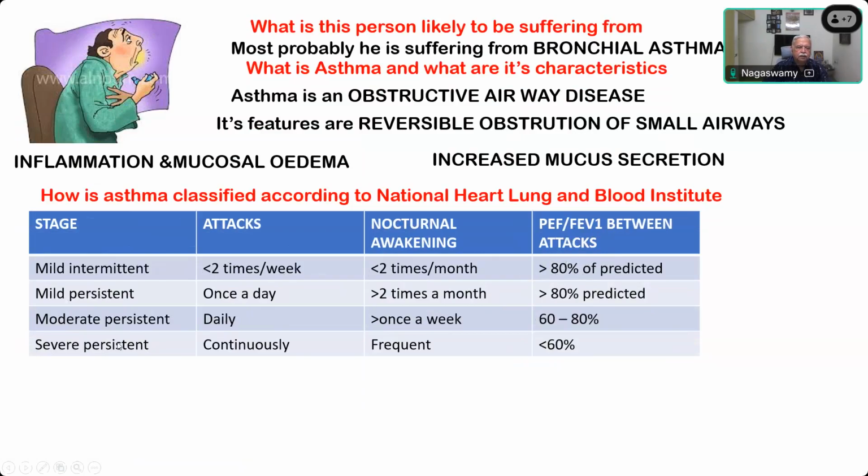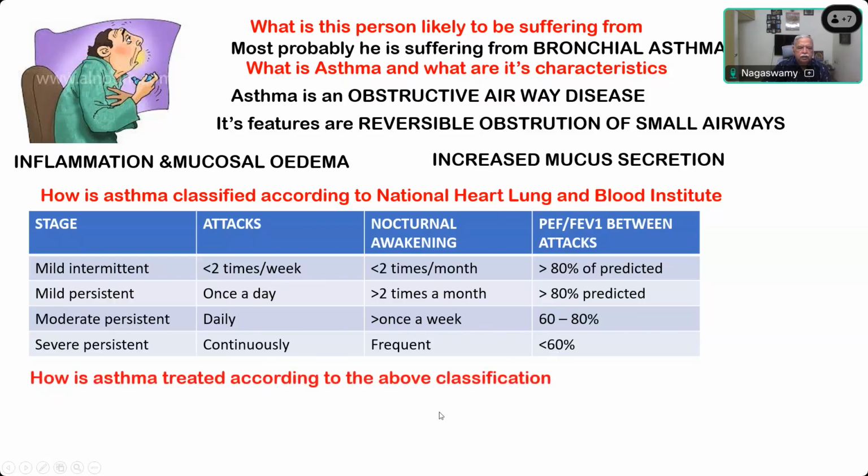And the persistent category, the mild one, at least once a day you get an attack, and you wake up more than 2 times in a month, and the 80% predicted FEV1 to PEF ratio is also there. Whereas in moderate persistent, there is a daily attack. Waking up is more than once a week, and the PEF and the FEV1 ratio also start decreasing. Severe, continuously present, frequent wake up, and PEF-FEV1 ratio is less than 60%. So this is the classification by National Heart, Lung and Blood Institute.